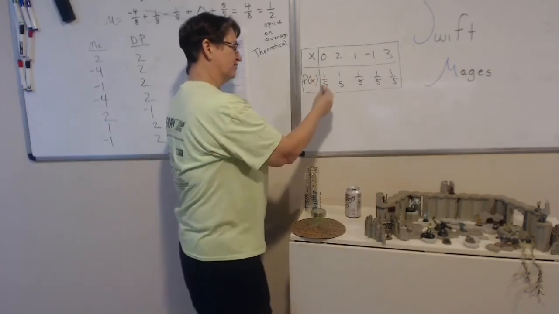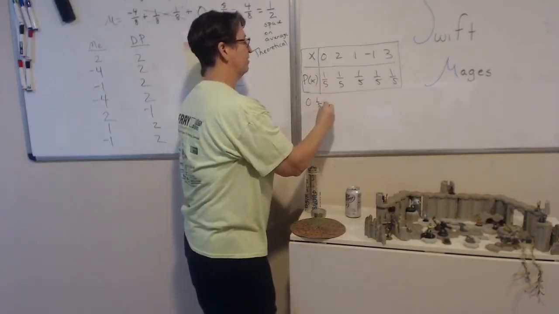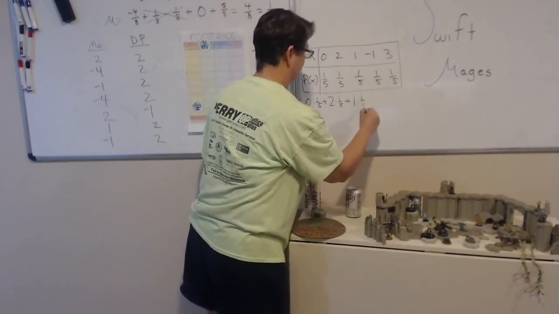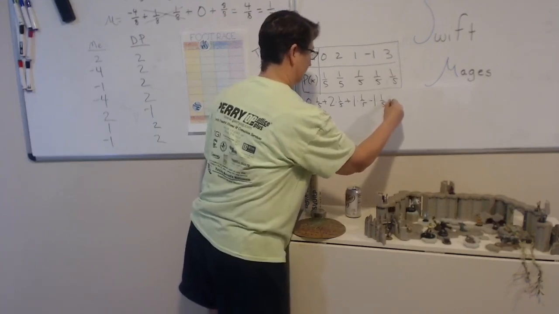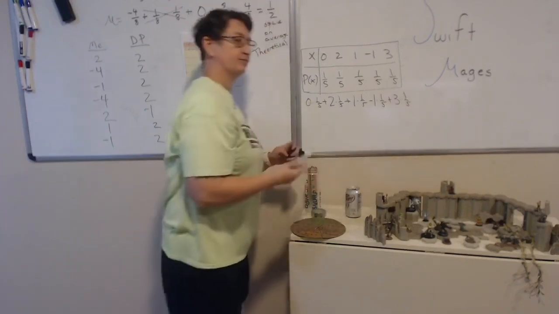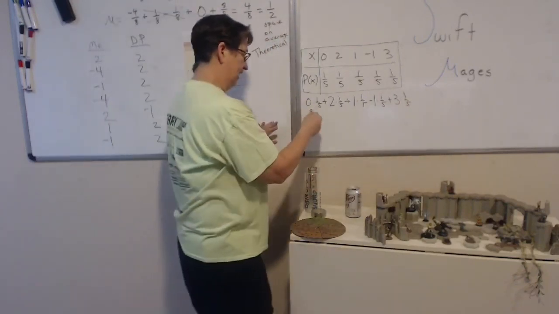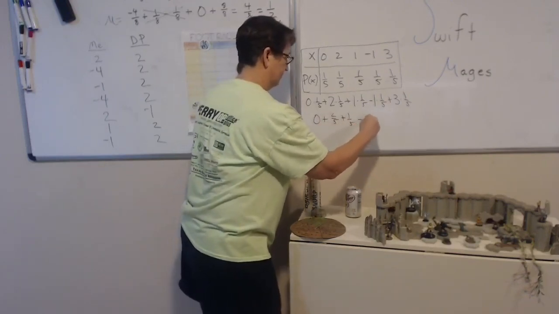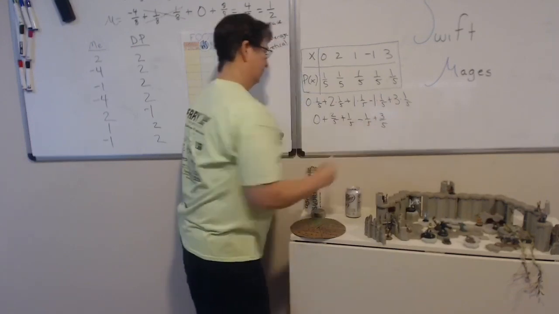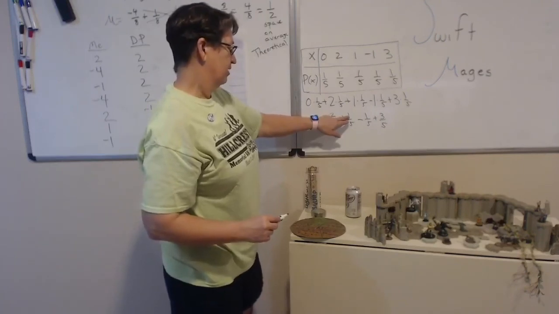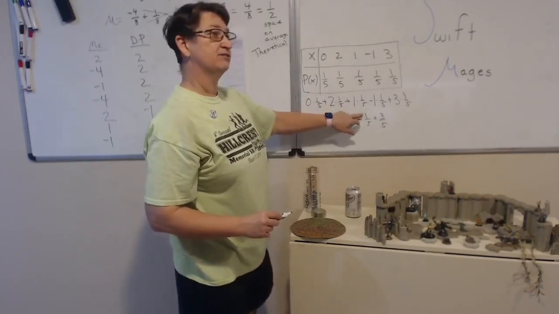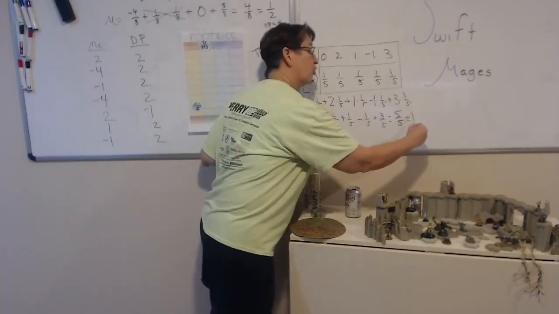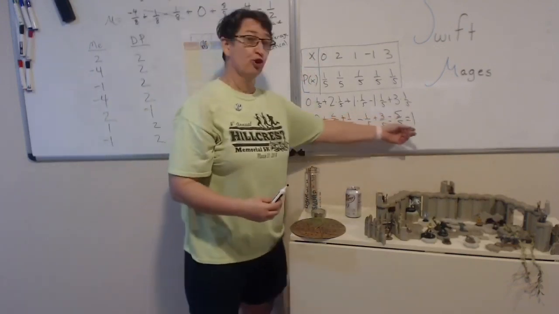Okay, so then we just find the expected value of it. And the way we find that expected value is just multiply. 0 times 1/5 plus 2 times 1/5 plus 1 times 1/5 minus 1 times 1/5 plus 3 times 1/5. And then you just multiply to find that expected value. So 0 plus 2 plus 1 is 3, minus 1 is 2, plus 3 is 5. So 5/5. So on average, I should move forward 1.